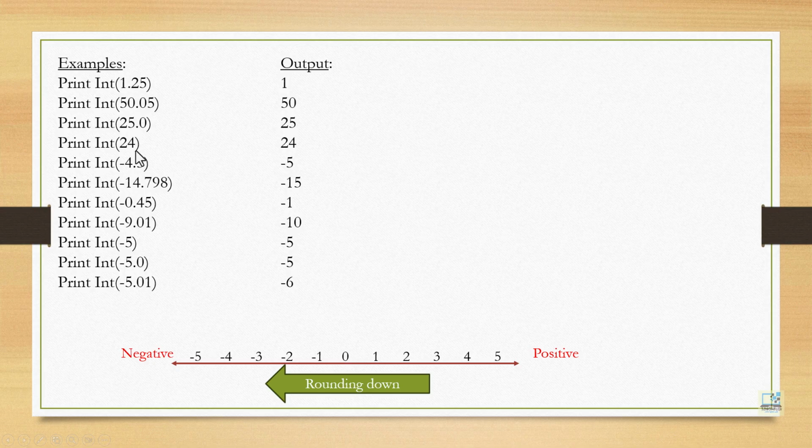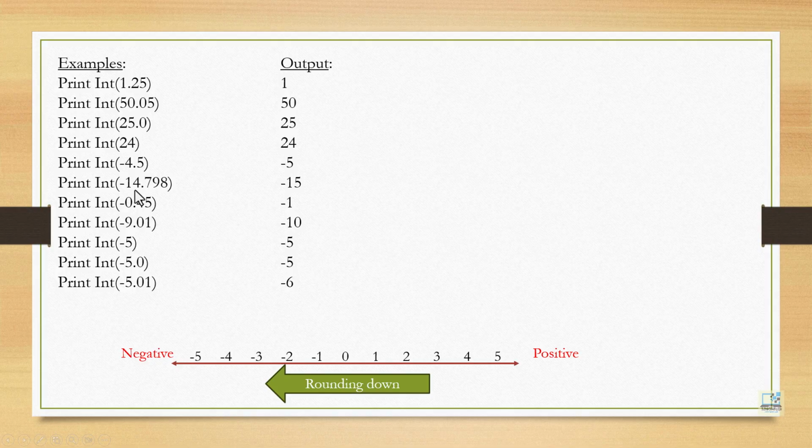Understood? So if the value is minus 4.5, you have to reduce the value. Less than minus 4 is minus 5 in negative numbers, right? That is why minus 4.5's int is giving us minus 5. Why is it not giving us minus 4? Because minus 4 would be rounding up. We are not rounding up, we are rounding down in the int function.